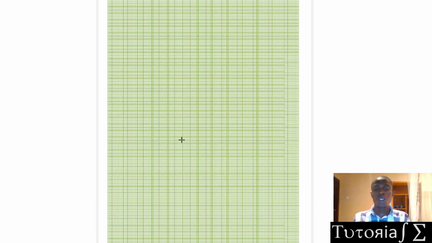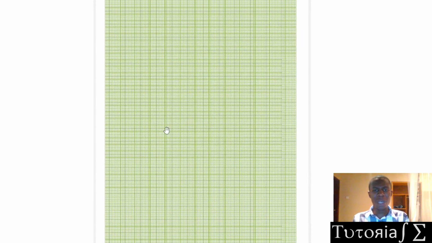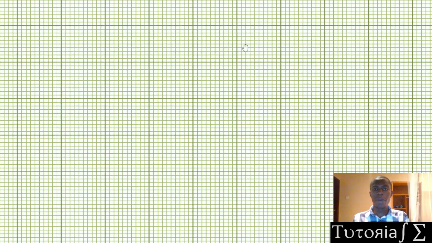But before we go to that topic, I would just like us to identify this paper that is on the screen here. What is this paper? Okay, let me just zoom it in. Comment in the comment section what this paper is, its name, what it is used for, and why it is used. Okay. All right. So for those that do not know, this paper is what we call a graph paper.